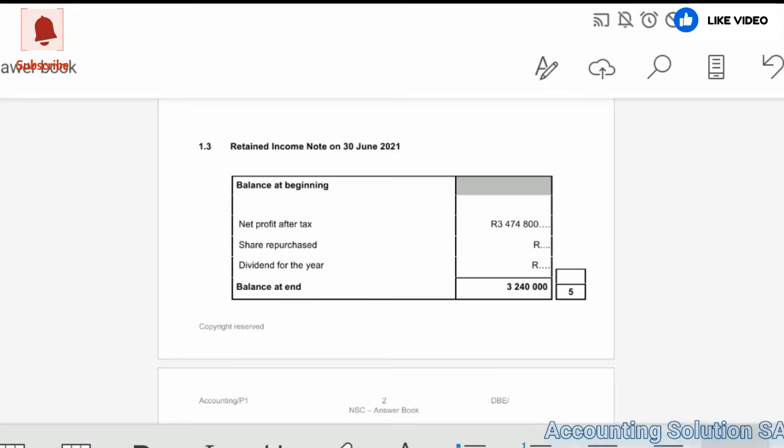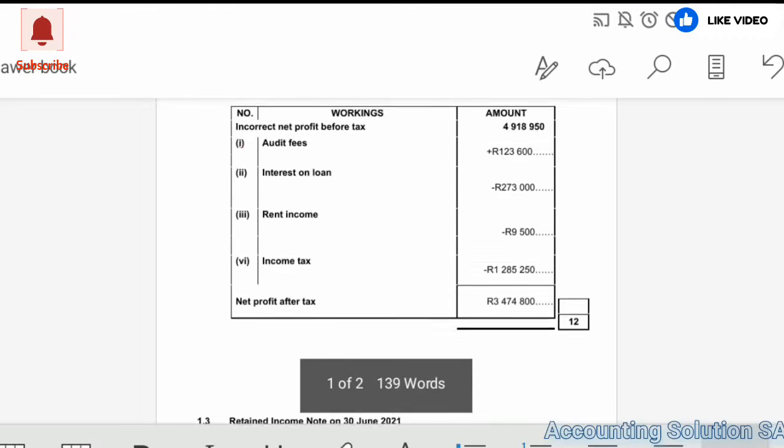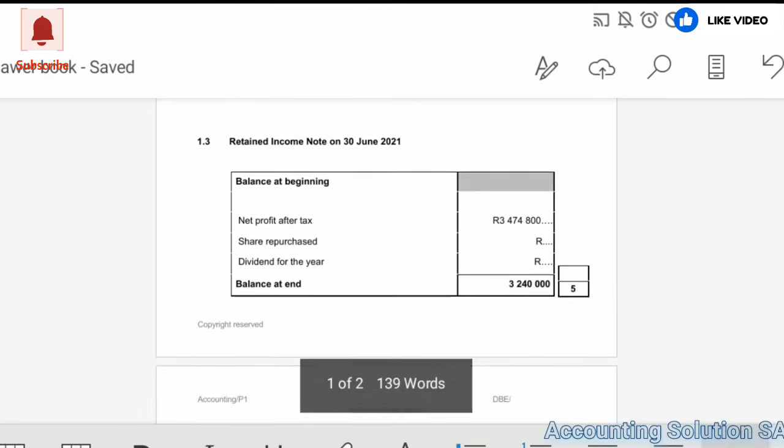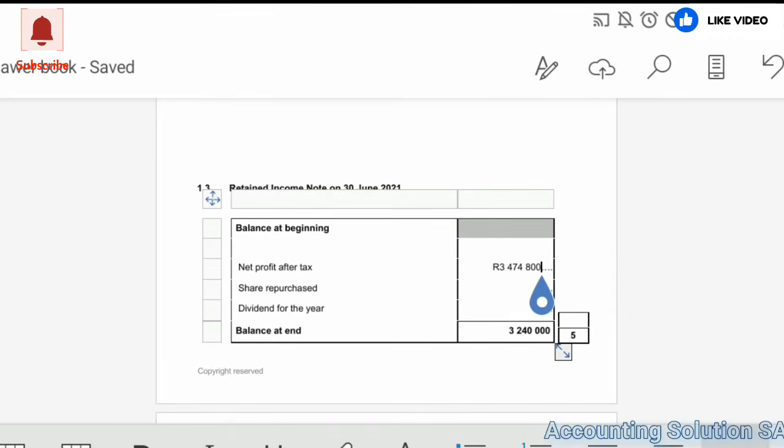Okay, that's it, guys. That's all you have to do. Now we already started with our retained income notes. As you can see, guys, the balance at the beginning in this question paper is highlighted with black to show that it's not required. Normally you will be given the balance at the beginning on your answer sheet or question paper and you just copy it as it is. However, in this question they stated otherwise. Then our net profit after tax, we copy it from the statement that we drew first.